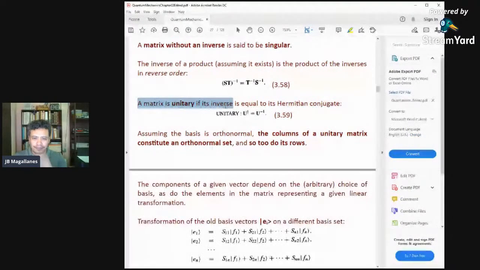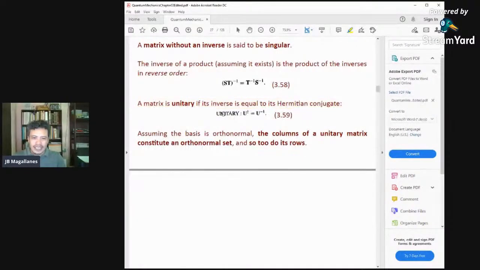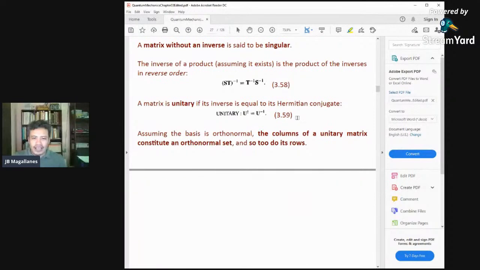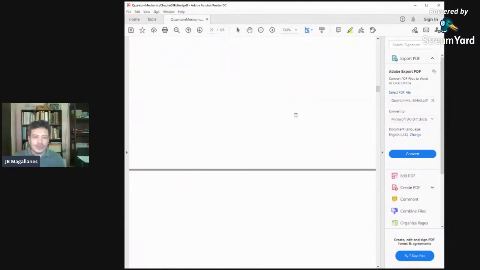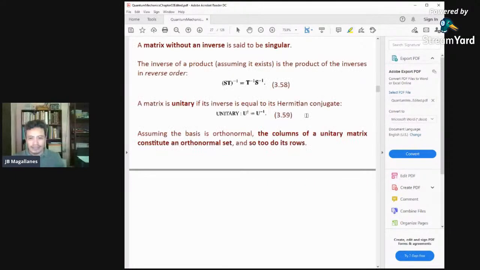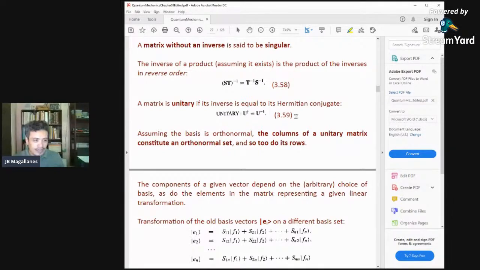There's a condition here. There's a definition for a unitary matrix. A unitary matrix is a matrix whose inverse is equal to its Hermitian conjugate. So that is the meaning of unitary matrix. It's not the identity matrix. The identity matrix is another matrix that has all ones in the diagonal. But a unitary matrix is as defined here.